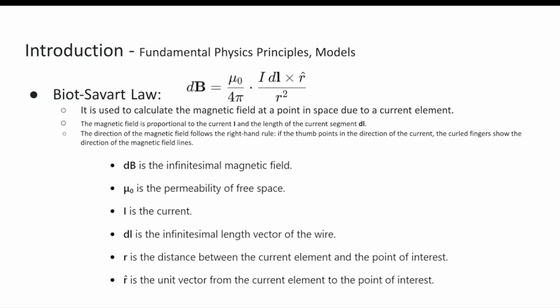Here's an overview of the fundamental physics principles that we used for this lab. The Biot-Savart law is illustrated right here. It is used to calculate the magnetic field at a point in space due to a current element. The magnetic field is proportional to the current I and the length of the current segment dl. The direction of the magnetic field follows the right-hand rule as well. Here's an overview of each variable.